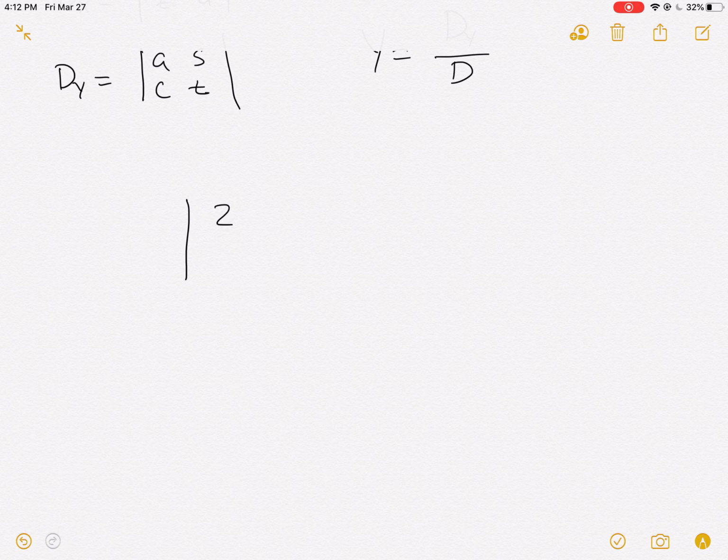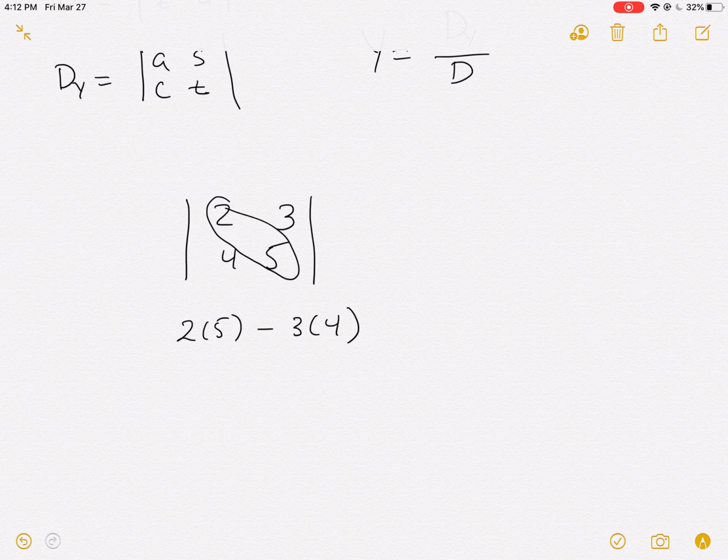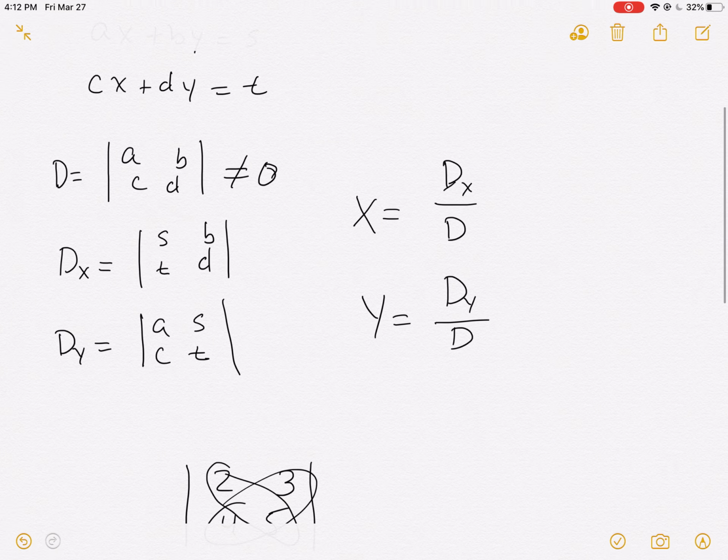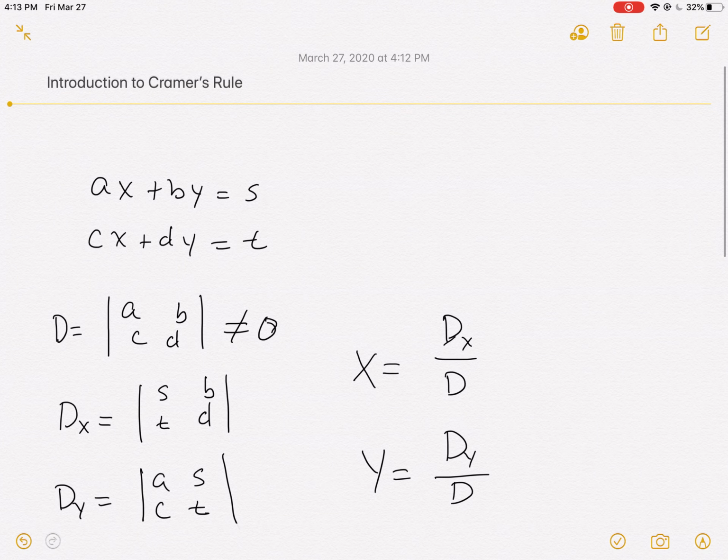Hopefully you remember. So let's suppose we had 2, 3, 4, 5 written in that order. The determinant is simply 2 times 5 minus 3 times 4, right? This main diagonal here minus this diagonal here. So you'd have 10 minus 12 for negative 2. That would be the determinant. So that's what we're going to be doing each time. And we have a setup like this, setting up those determinants and being able to use them to solve our equations.